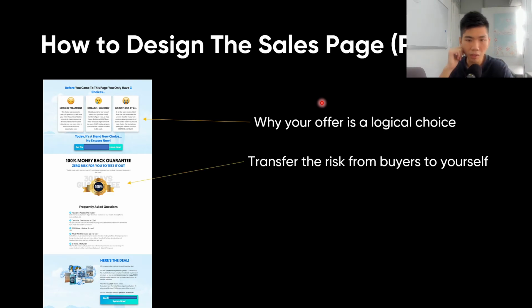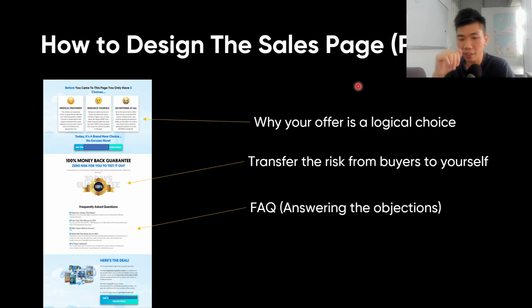So you need to figure it out and then transfer the risk from buyers to yourself. So the money back guarantee would be one type of risk transfer from your buyers to yourself, which is a part of the offer, the risk transfer, and also it shows your confidence about your course, about your systems, because people will think, oh, this guy has the confidence. They will refund my money if I didn't get the result, this type of stuff.